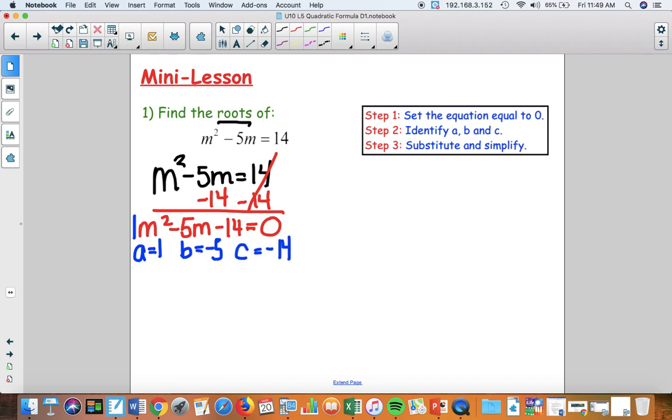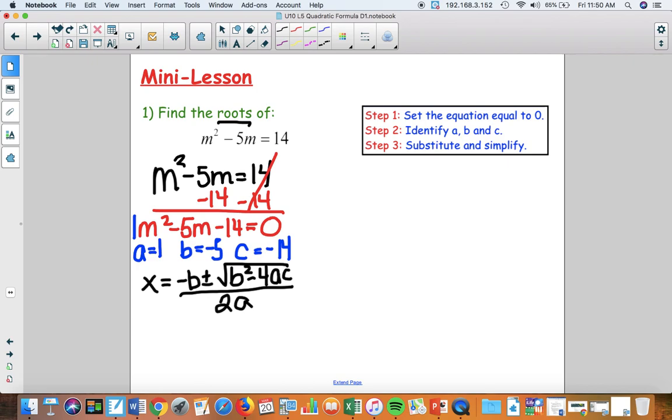Now we have to substitute this into the formula, so let's write the formula first. x equals negative b plus or minus the square root of b squared minus 4ac, all over 2a. Please do not mess up writing the formula. It is given to you, so be very, very careful when you write it.